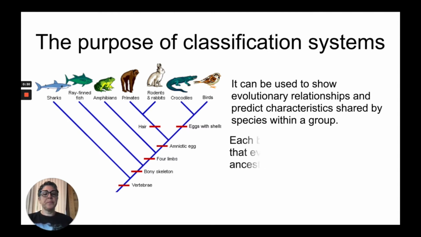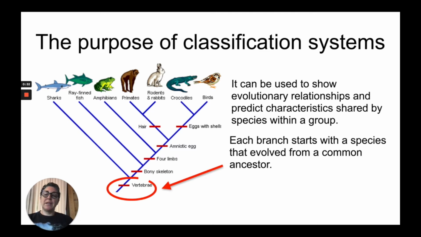particular group. So each branch in this type of organization will start with a species that evolved from a common ancestor. So all the organisms listed here, from shark to birds, all started with a common ancestor that had a vertebrae. But then as you move up that right-hand line, the sharks will branch off to their own line, whereas all the other organisms, from the ray-finned fish to the birds, all have a common ancestor that had a bony skeleton. Sharks don't have bony skeletons, they have cartilage.